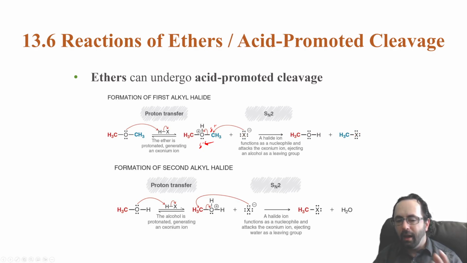And if we have an excess of HX, we can actually do this a second time and produce a second alkyl halide. What would remain here? So we'd protonate the alcohol. We'd have the halide that can behave as a nucleophile and attack the carbon, and we'd have a loss of water as a leaving group. And so this is the cleavage of an ether to separate that ether into an alkyl halide and an alcohol. And then if we do it again with an excess of HX, we'll actually produce 2 units of the alkyl halide and water.